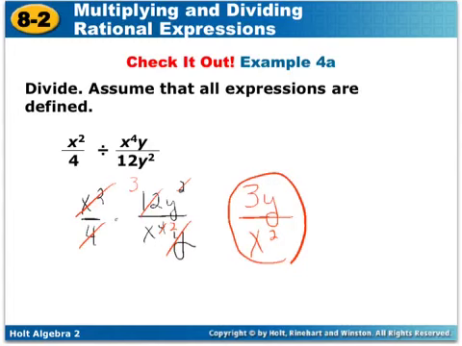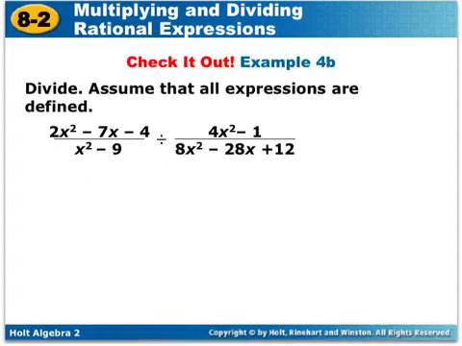Alright, there we go. I reduced first. Actually, first I flipped the second fraction to the reciprocal. I reduced and then I multiplied straight across. Try another one. This one needs factored at least once, so see what you can do.